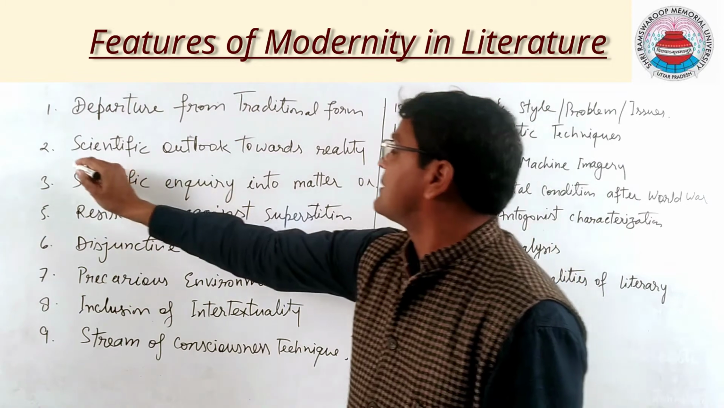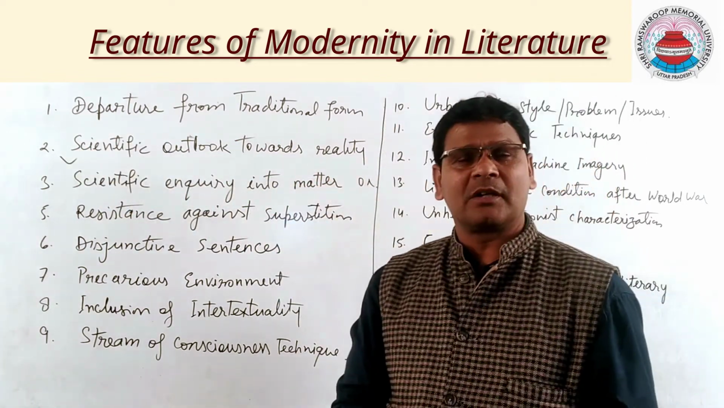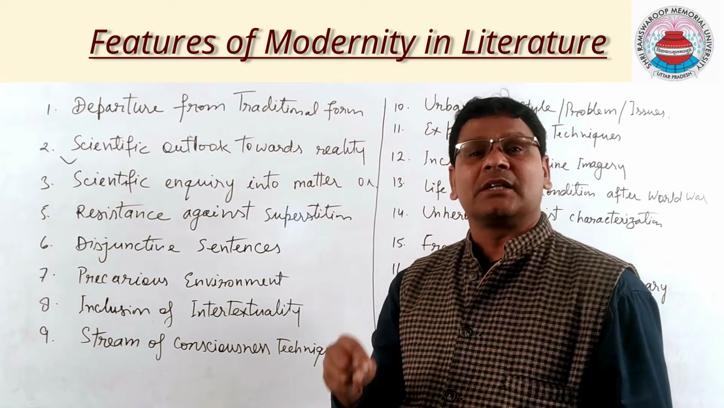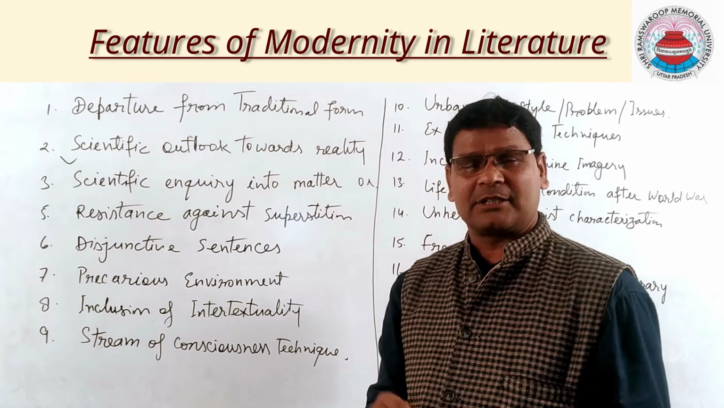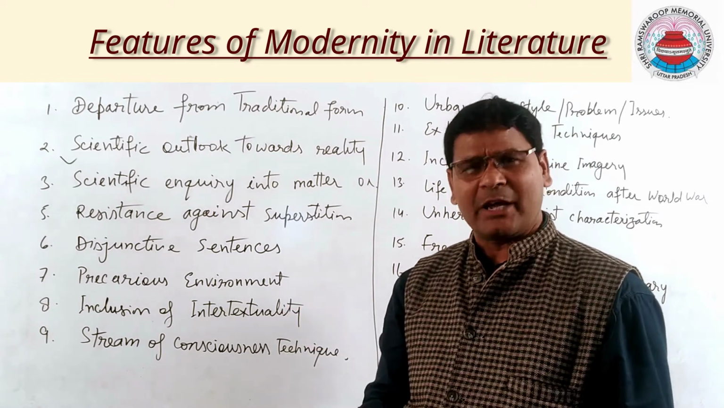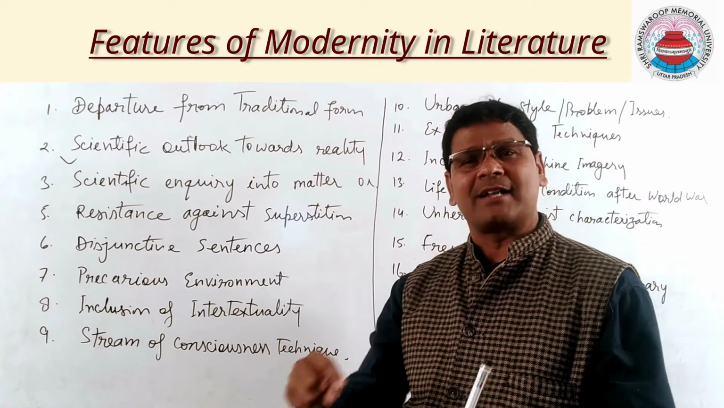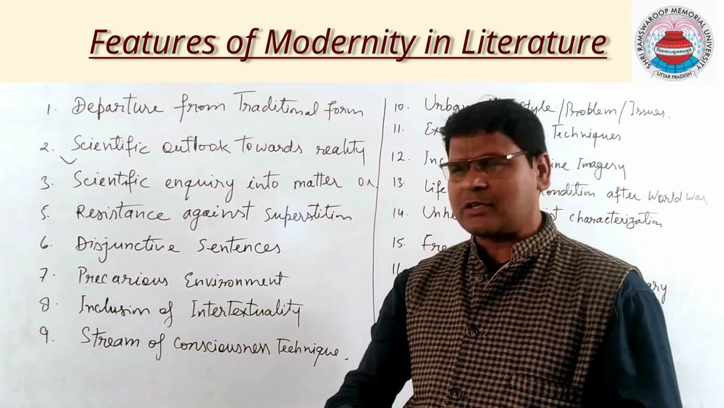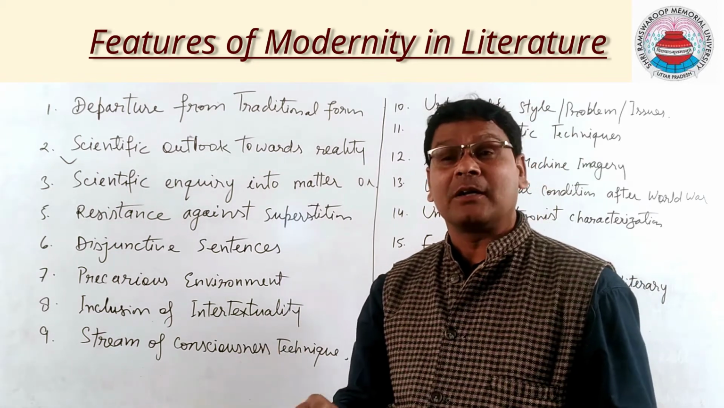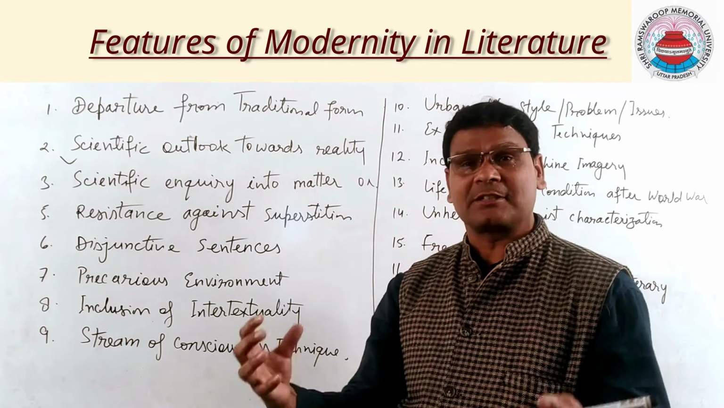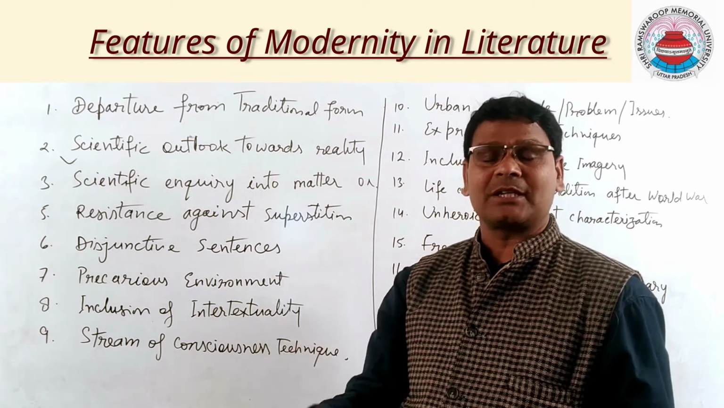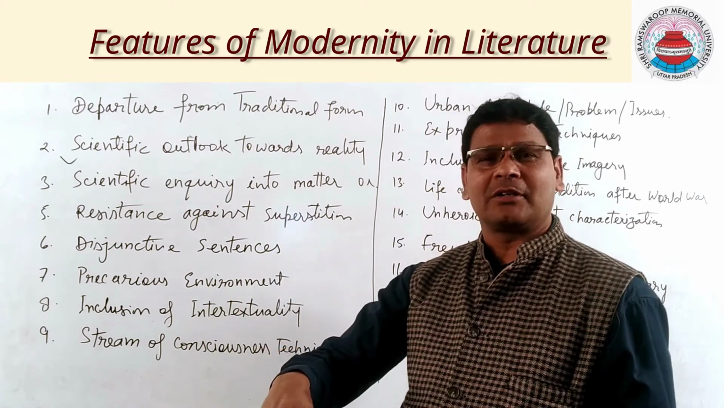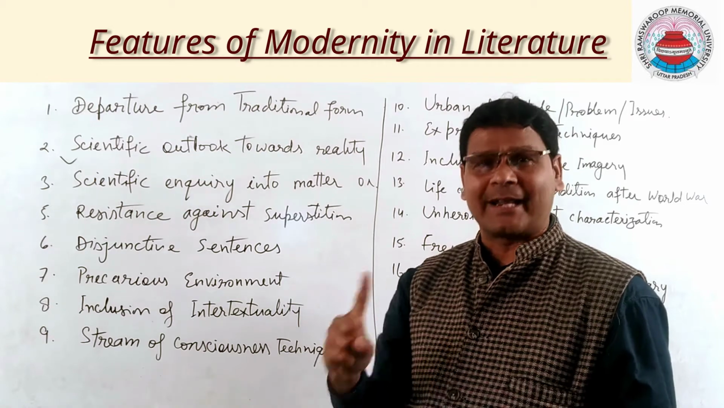Next point is the scientific outlook towards reality. We must know that in the classical period, this earth was theocentric. Theocentric means God-centered. Everything was based on God's ideology, God's thinking, and especially belief in God. Whatever was explained was on the basis of the instructions of God or a religious text. So the religious texts were at the center. Whatever morality had to be taught was with reference to the religious text.